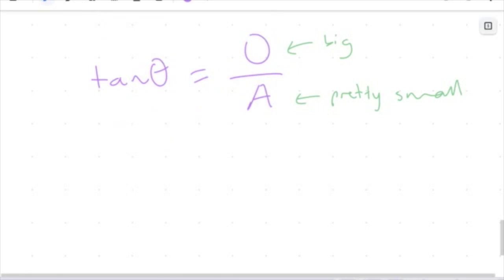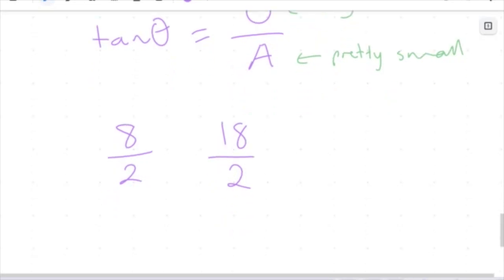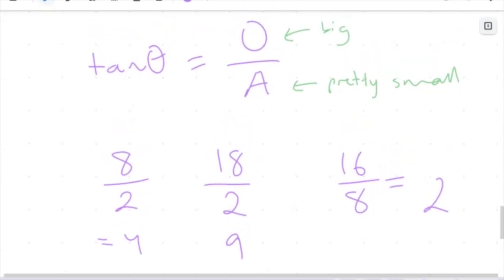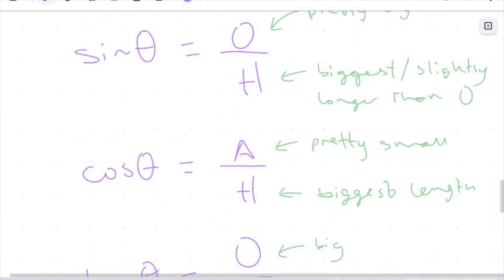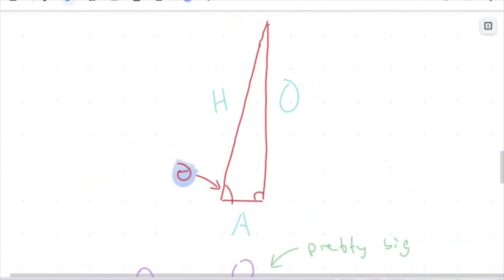So let's just think about that. I'm dividing something on the top by a number that's smaller than it. I'm going to get a number bigger than 1, aren't I? Anytime I take a number and divide it by a smaller number, I'm going to get a number greater than 1. This gives me 4. This gives me 9. This gives me 2. So I would expect my tan ratio, when the angle theta is pretty big, to be something greater than 1.